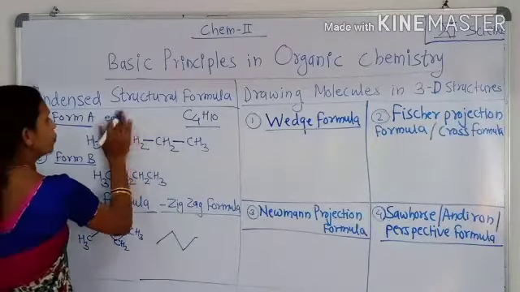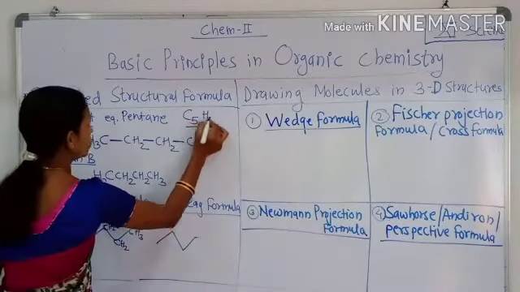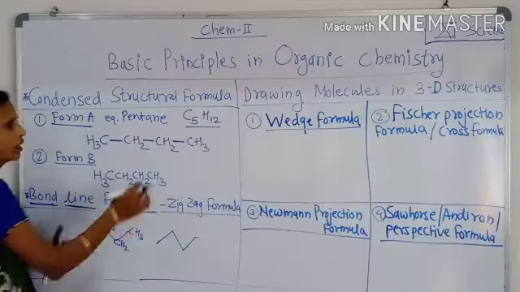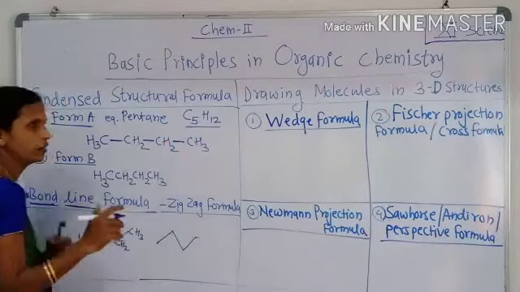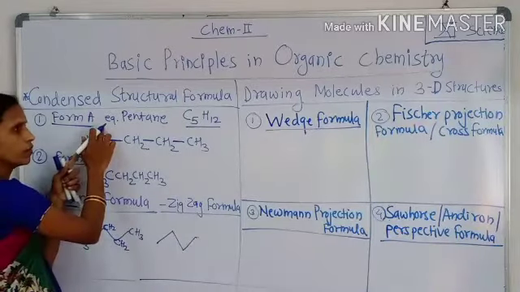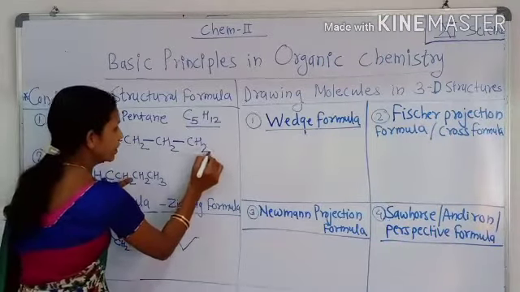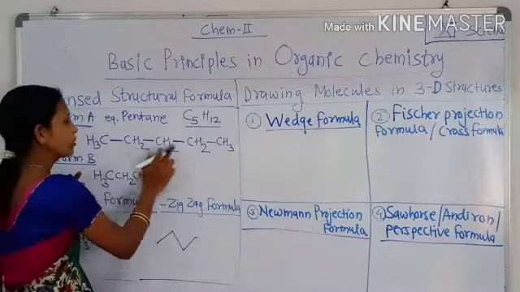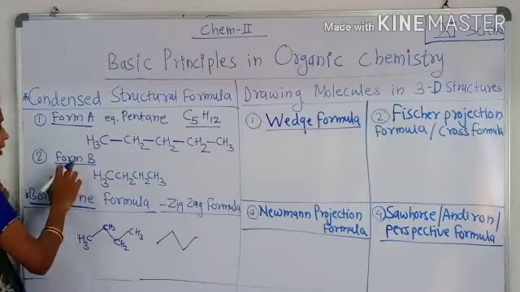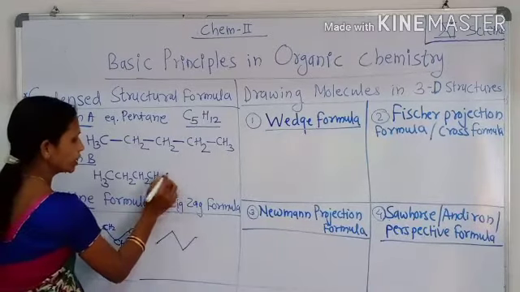After butane, the next alkane is pentane, which has the formula C5H12 and contains 5 carbon atoms. Compared to butane, it has 1 more carbon and 2 more hydrogens. Therefore the condensed structural formula for pentane is CH3, CH2, CH2, CH2, CH3. That means there are a total of 5 carbon atoms. See here, in the condensed structural formula the terminal groups are methyl groups, and in form B it should be written like this: CH3, CH2, CH2, CH2, CH3.